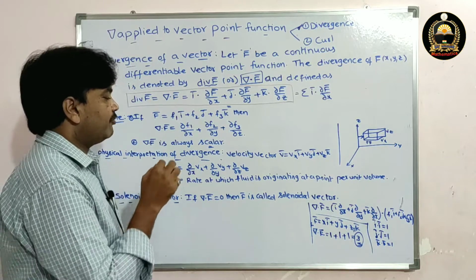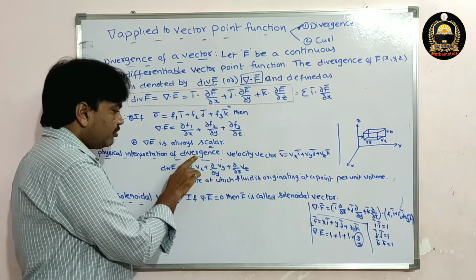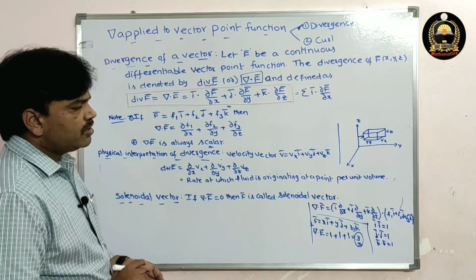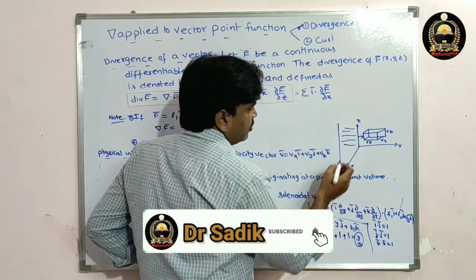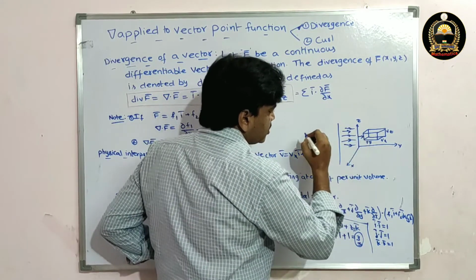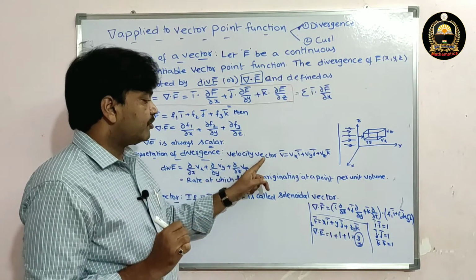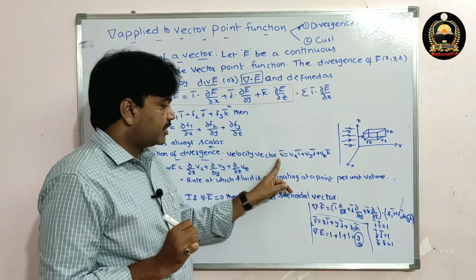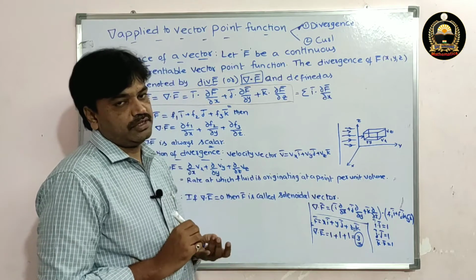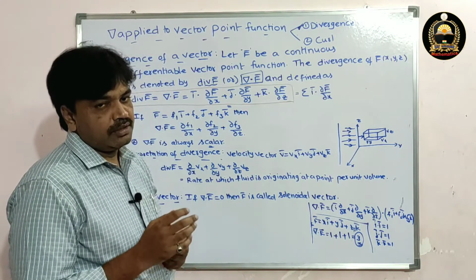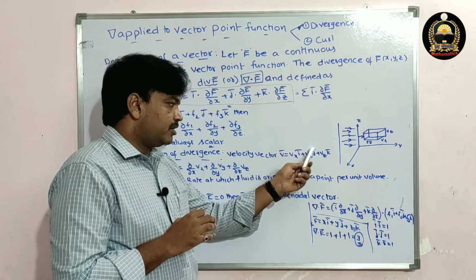Now let us see the physical interpretation of divergence. Suppose there is a fluid, and the fluid flows in this direction. It has a velocity. So we define the velocity vector v bar as vx i bar plus vy j bar plus vz k bar. The fluid has this velocity.